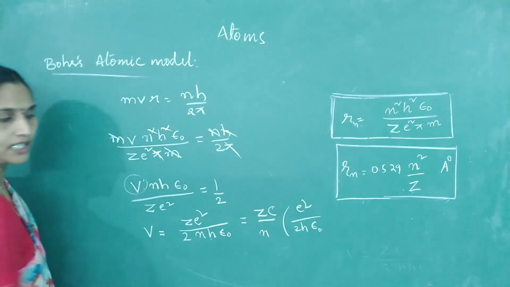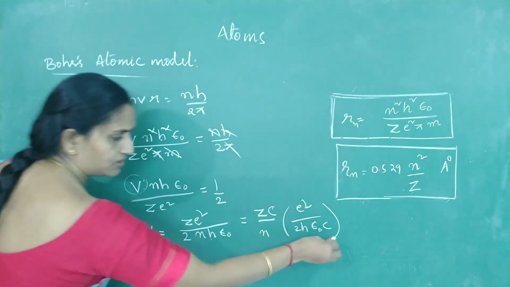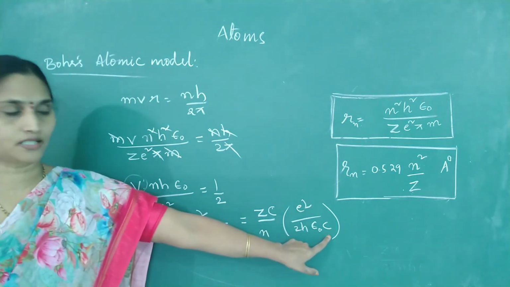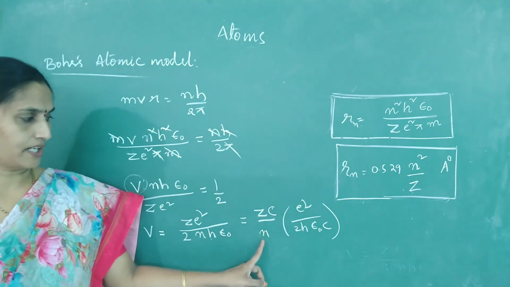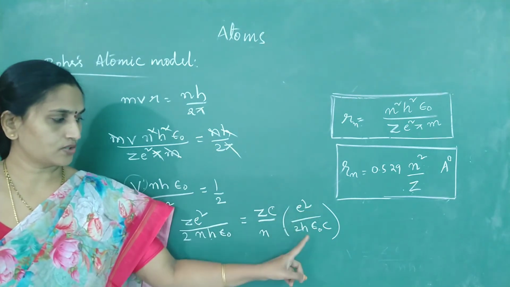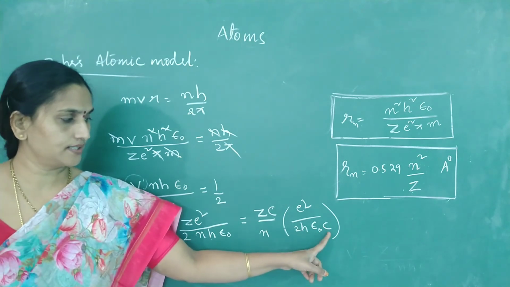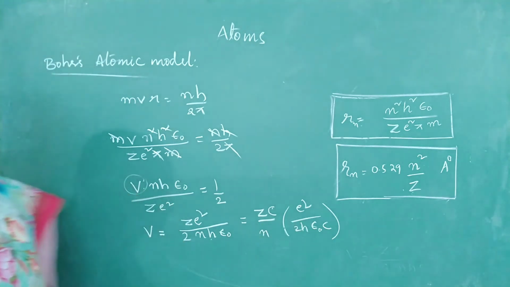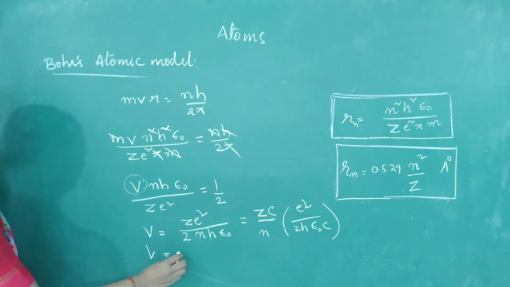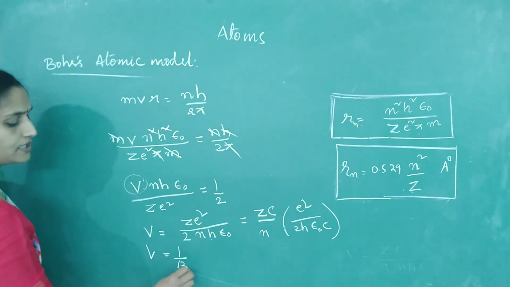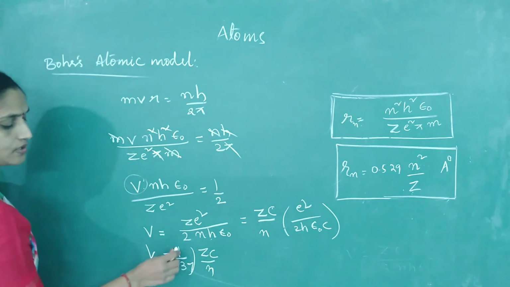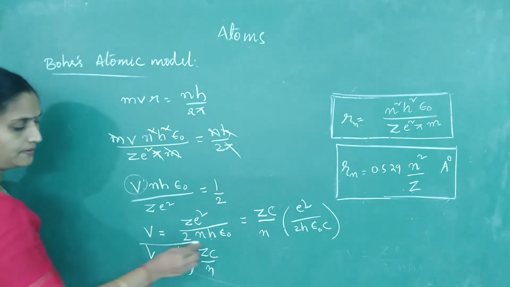Multiply with speed of light, divide with speed of light. Okay, I have multiplied it with c and divided this with c. So z into c by n, and all these terms are constants. Look at it, charge of electron is constant, h constant, epsilon constant, c is also constant. So when you put all the constants, we get v is equal to 1 by 137 zc by n. This constant comes out to be 1 by 137.